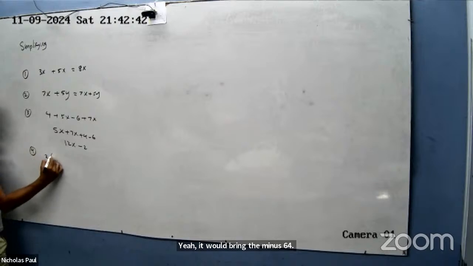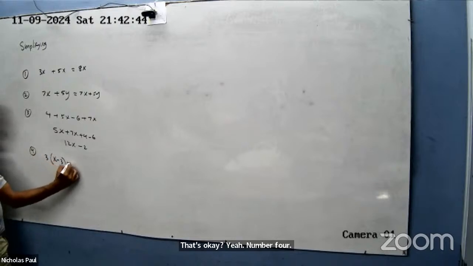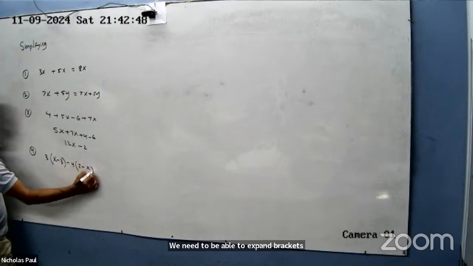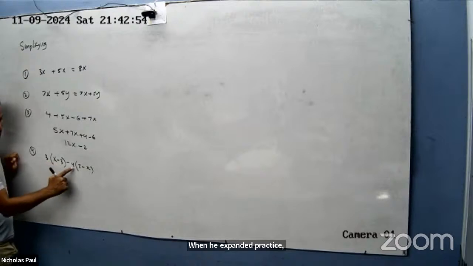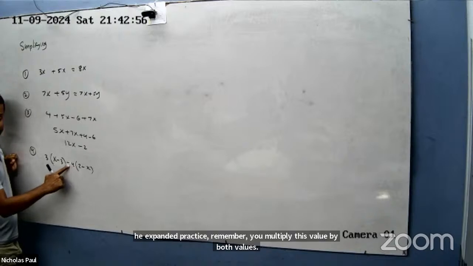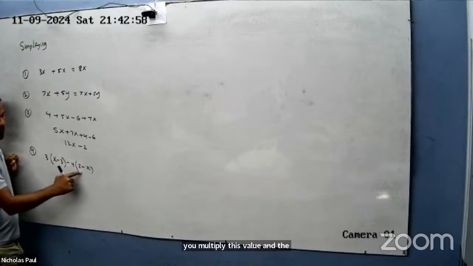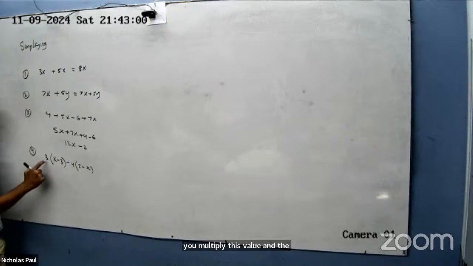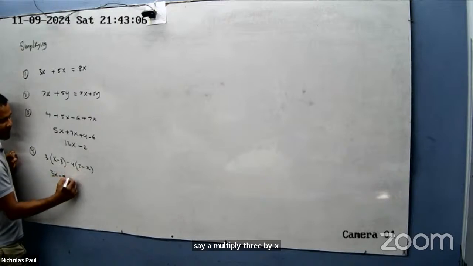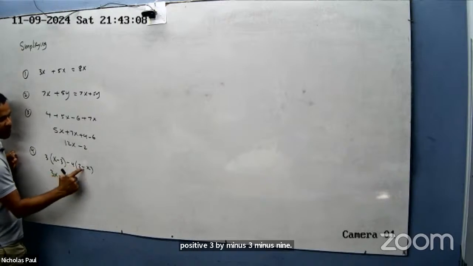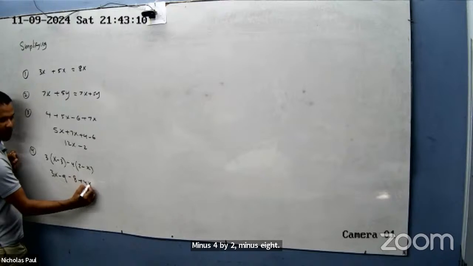We need to be able to expand brackets, right? So let's try one that's a little tricky one time. When you expand in brackets, remember, you multiply this value by both values. You multiply this value and the sign, right? And then you work it out, right? So you multiply 3 by x, positive 3 by minus 3, minus 9. Minus 4 by 2, minus 8, minus 4 by minus x is plus 4x.